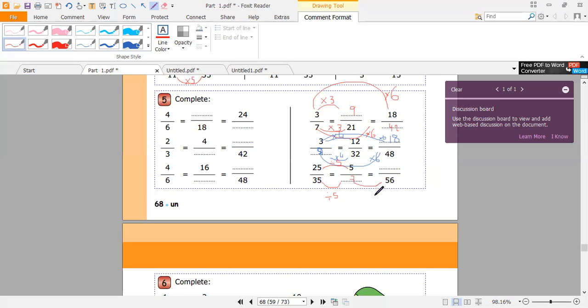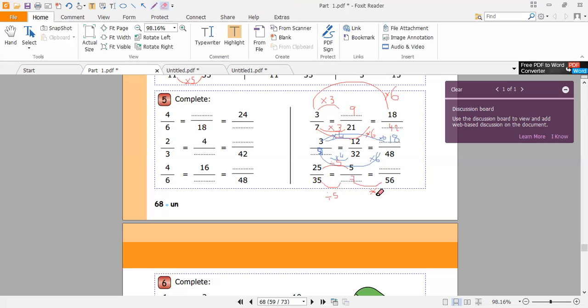It's 8. So here divided by 8. Sorry, it's times 8 because 7 becomes 56. 7 becomes bigger, so it's 7 times 8. So directly I'm gonna multiply by 8 in the numerator. 5 times 8 is 40.